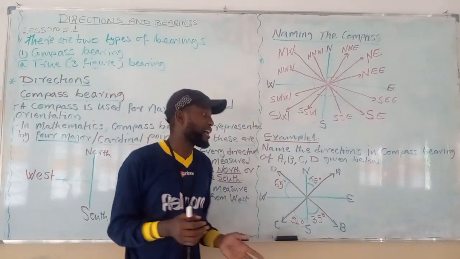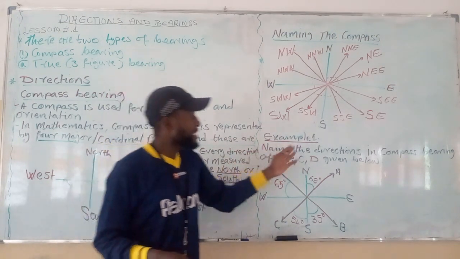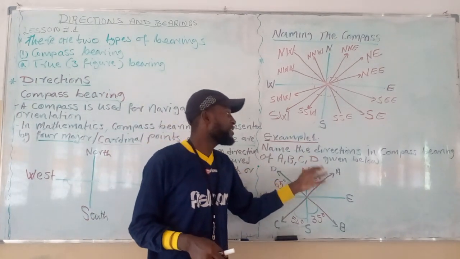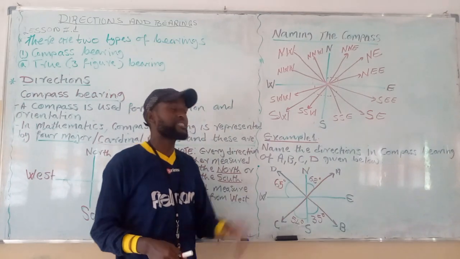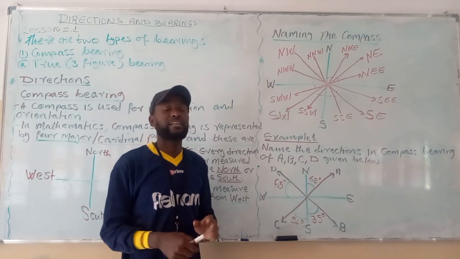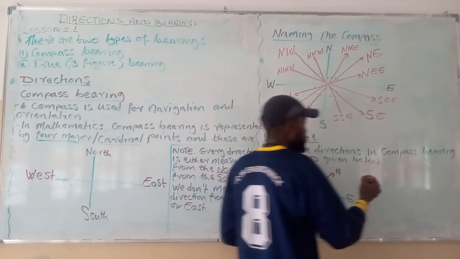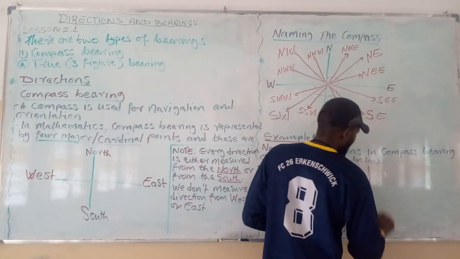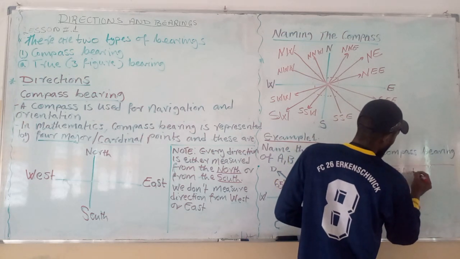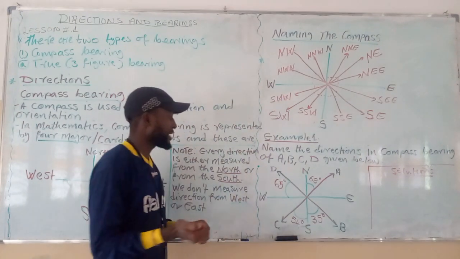Now let's look at the example here and see how we can work it out. Example number 1. Name the direction in compass bearing of A, B, C, D given below. So we need to name these now. We already know how we can name them. So now we need to give a correct answer here by naming, of course. So how do we name this compass now? Let me just create a working space there. I say solutions. So this is our solutions here. How do I name this compass now? How do I name them?